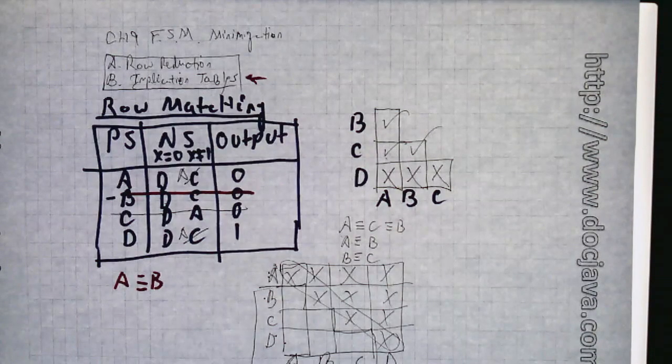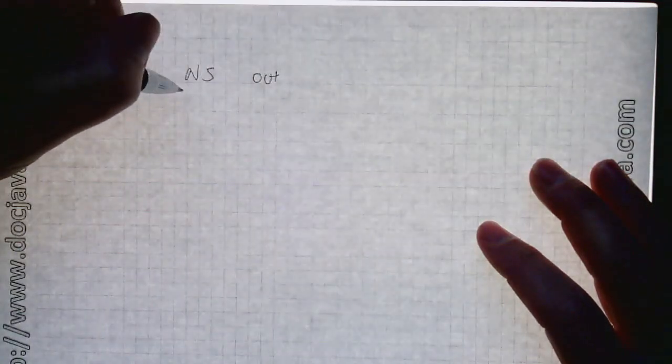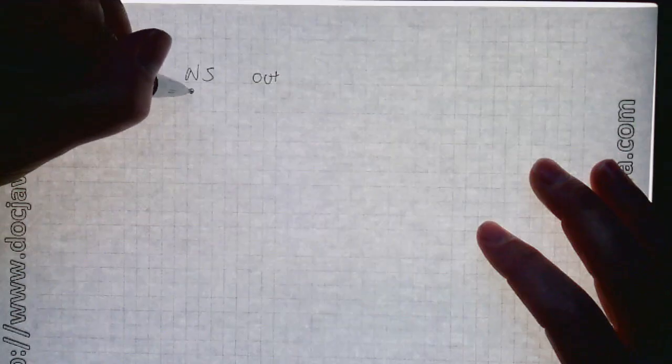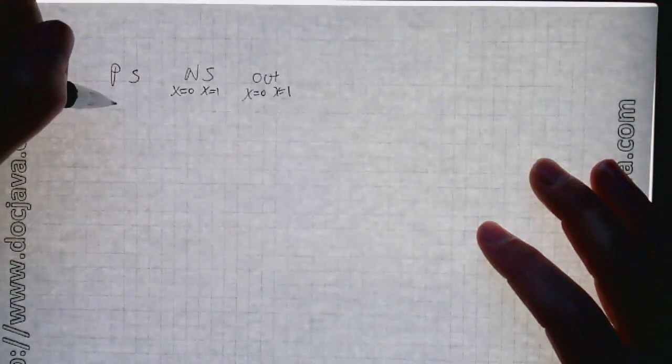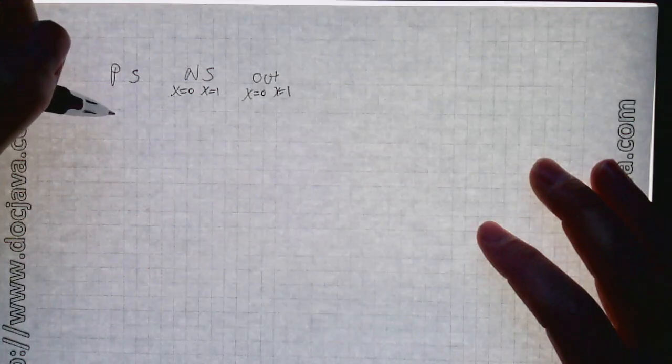Get a fresh piece of paper here. Okay. So now I'm going to do a rather more complicated example. We have the present state, the next state, and then we'll have the output. Once again, I'm not going to show the full finite state machine diagram because it gets a little tedious to draw that out. For the present state, we're going to label the states A through G. So it's A, B, C, D, E, F, G.